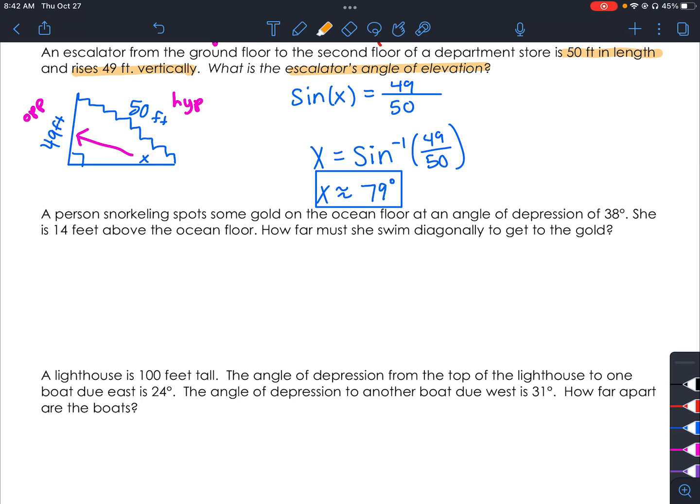A person snorkeling spots some gold on the ocean floor at an angle of depression of 38 degrees. She is 14 feet above the ocean floor. How far must she swim diagonally to get to the gold? So here's the person snorkeling and she spots some gold. That can be our gold. And angle of depression, remember, starts from this horizontal line and it's the angle that goes down. So this is 38.